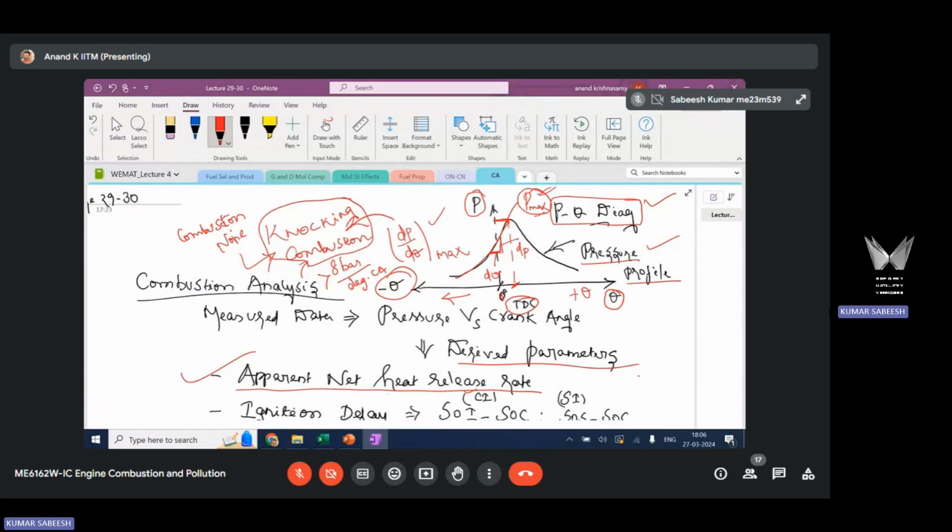It's not only about the magnitude of Pmax, it's also about when this Pmax is happening, the occurrence of Pmax. So it is here. Generally, it is just after TDC, a few degrees after TDC. 5 to 10 degrees is a preferable angle. So it's preferable to have this Pmax happening at 5 to 10 degrees after top dead center during the expansion stroke in order to extract maximum work from the gas. So this is an important piece of information we need to note down.